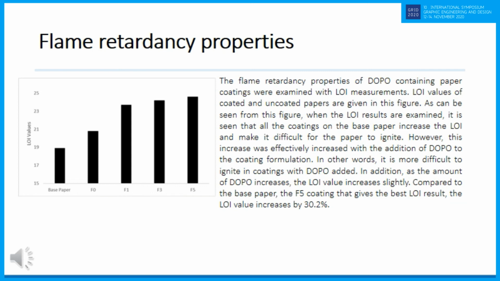However, this increase was effectively increased with the addition of DOPO to the coating formulation. In other words, it is more difficult to ignite in coating with DOPO added. In addition, as the amount of DOPO increases, the LOI value increases slightly. Compared to the base paper, the F5 coating that gives the best LOI result, the LOI value increases by 30.2%.